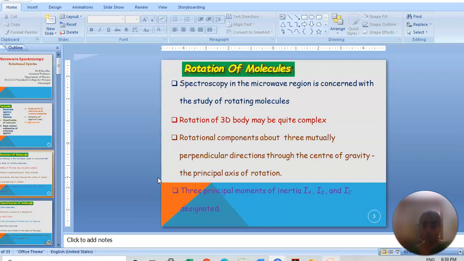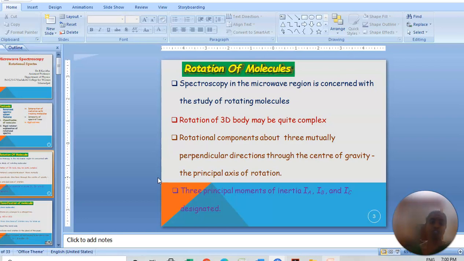It is so complex that we cannot study the three-dimensional rotation of a body directly, but we study it as rotational components. So three mutually perpendicular directions, the x, y and z axes through the center of gravity, are called the principal axes of rotation. The body has three principal moments of inertia, IA, IB and IC, one for each axis.